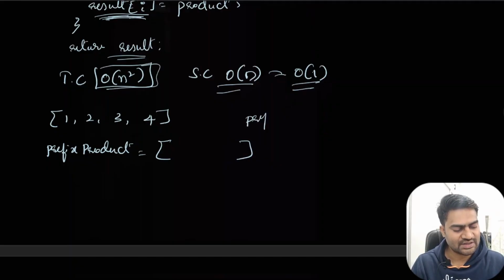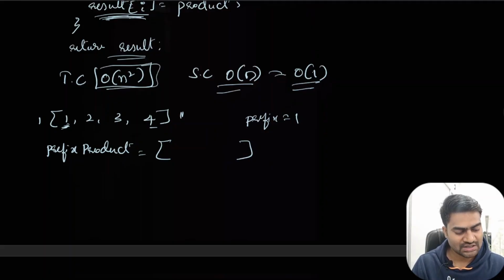So prefix will be 1, because if there is nothing before 1, then we will consider here we have 1, and after this again we will consider there is 1. Okay, so with this we will start. So what will be the prefix product for this particular one? Since this is a first number and there is nothing towards its left, then we will simply consider 1 and we will place it here.